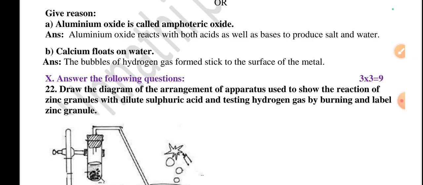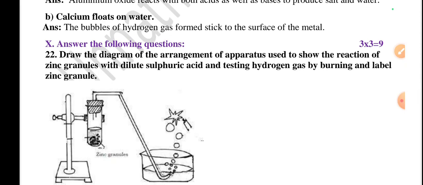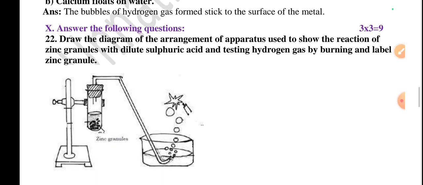Another recall-type question: give reason. Aluminium oxide is called an amphoteric oxide. Aluminium oxide reacts with both acids as well as bases to produce salts and water. That's why aluminium oxide acts as acidic and also as basic, so it is called an amphoteric oxide. Then B, calcium floats on water. The bubbles of hydrogen gas formed stick to the surface of the calcium metal, so it starts to float.